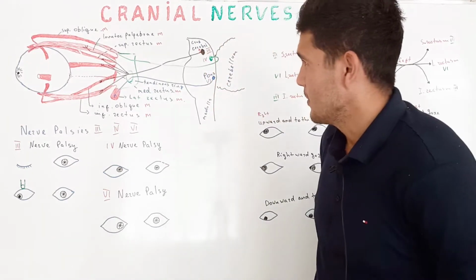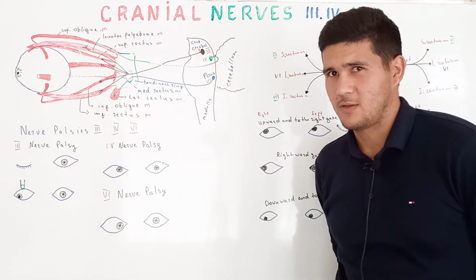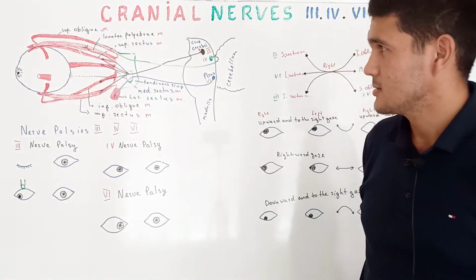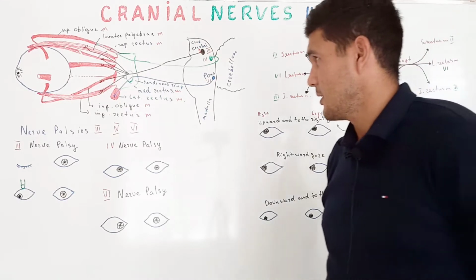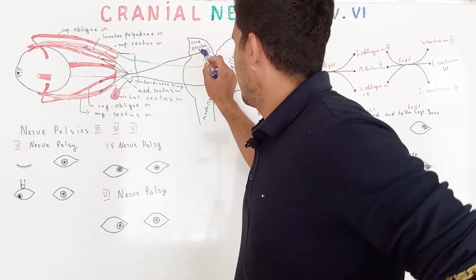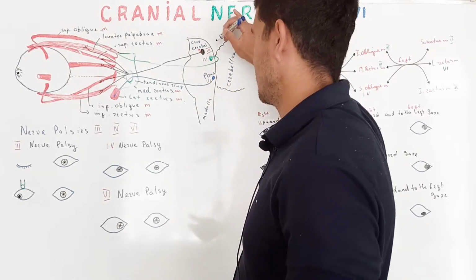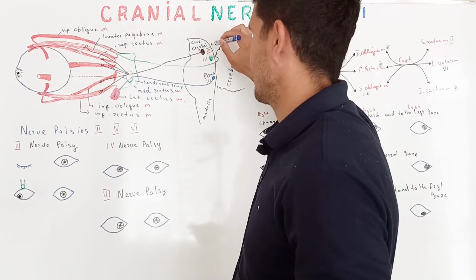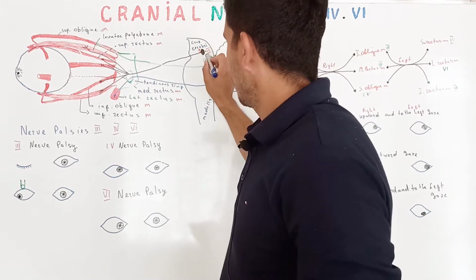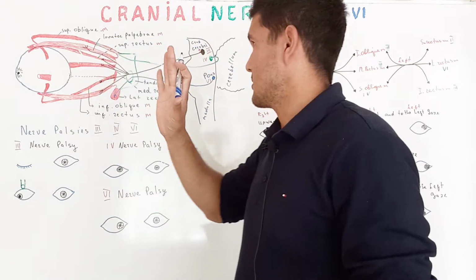First of all, look at that. In these illustrations, we provide information about the normal function of the muscles and cranial nerves. In the black color, I draw the oculomotor nerve, the third cranial nerve, and it innervates the 5 ocular muscles.